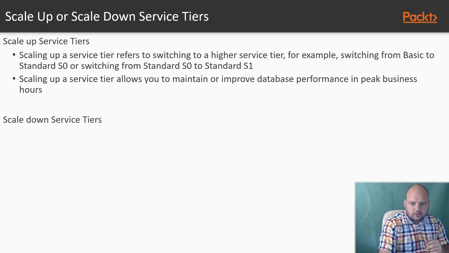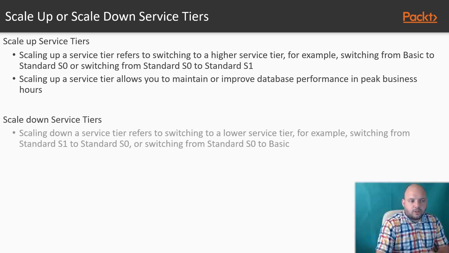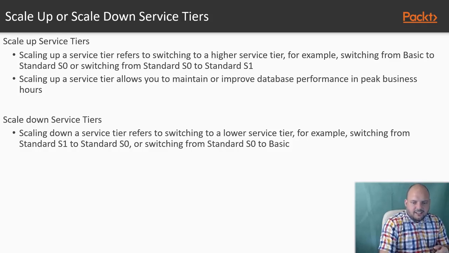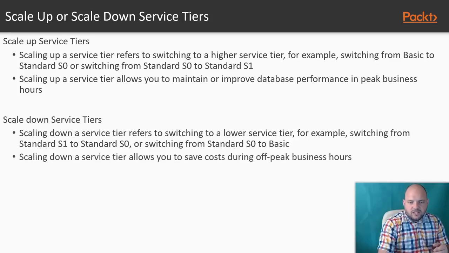And scaling down a service tier refers to switching to a lower service tier. So, for example, switching from, say, a standard S1 to standard S0, or switching from standard to basic. Scaling down the service tier allows you to save costs. So when you're not using those resources, you can scale down what is available to your database, thus reducing the cost of your Azure SQL database. So for example, out of hours, you might want to scale down your service tier to save some money.